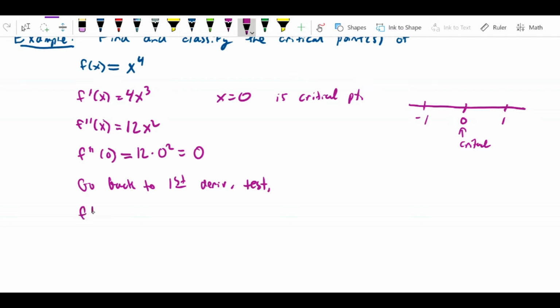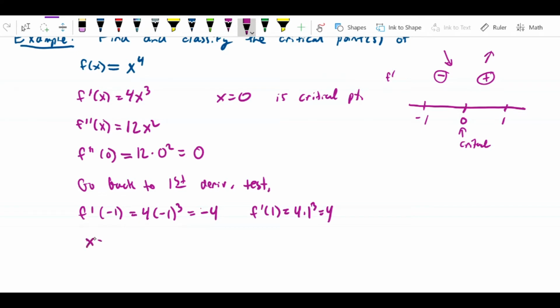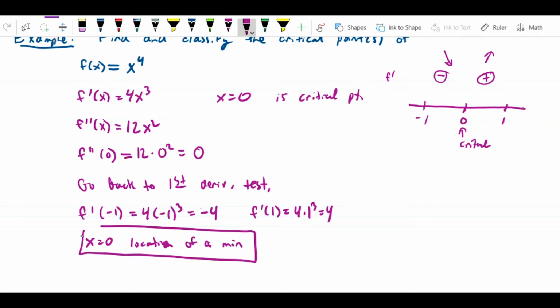So anyway, f prime of negative 1 is equal to 4 times negative 1 cubed, which is negative 4. f prime of 1 is equal to 4 times 1 cubed, which is 4. So what we see is that the first derivative is negative to the left and positive to the right. So we conclude, therefore, that the function is heading down, down, down on the left and then up on the right, and we conclude that x equals 0 is the location of a min. But we were only able to determine that through the first derivative test.